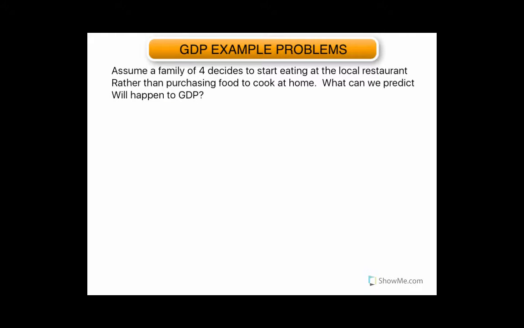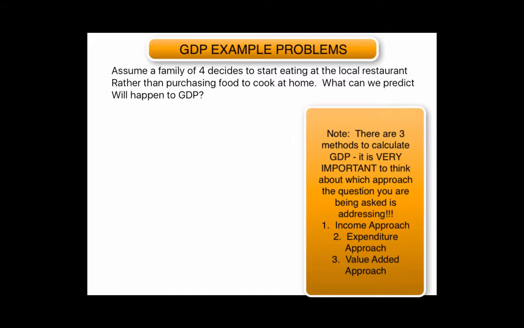Alright, so for our first GDP problem, we're going to do this. Assume a family of 4 decides to start eating at a local restaurant rather than purchasing food to cook at home. What can we predict will happen to GDP? So essentially, the question is asking us how our calculation for GDP would differ in scenario 1, when we were eating at a local restaurant, and scenario 2, when we're purchasing food to cook at home.